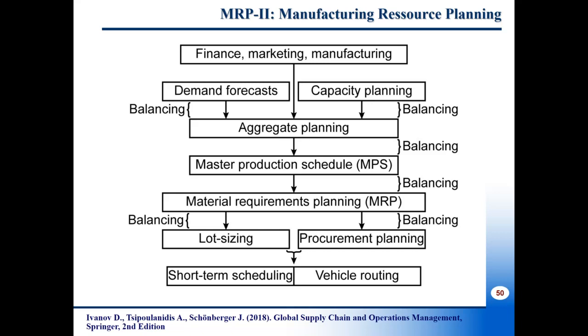Based on requirements and constraints from finance, marketing, and manufacturing on one side and demand forecast along with capacity decisions on the other side, aggregate planning is achieved. Results of aggregate planning are further used for master production scheduling or MPS, which is the base for material requirements planning or MRP, lot sizing, procurement, order quantity calculation, and finally for short-term scheduling and routing.